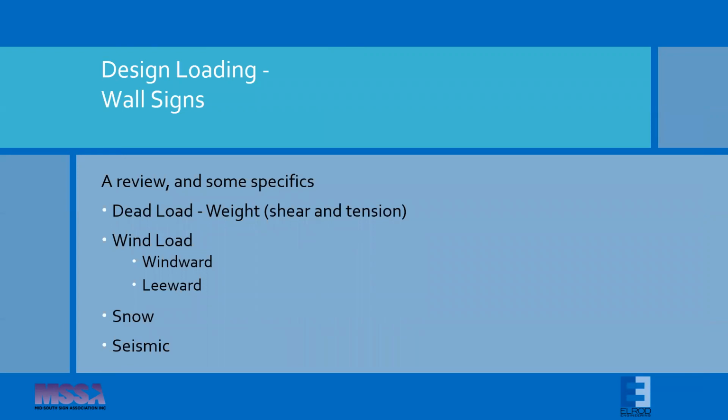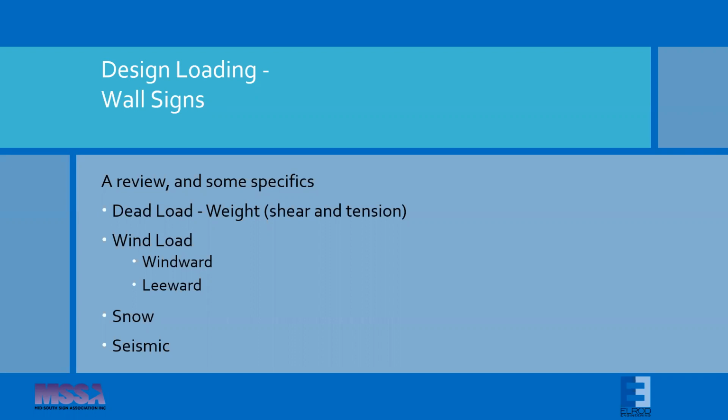So reviewing some of these design loads, we've looked at the pictures, want to talk about this again just a little bit. Dead load, again, that's the weight of a sign. And in the case of a wall sign, that's going to apply shear and tension to the wall. So those connections are what's going to be considered. Pretty standard unless you've got an unusually deep sign or it's made out of unusual materials. So it may require some additional information for your engineer.